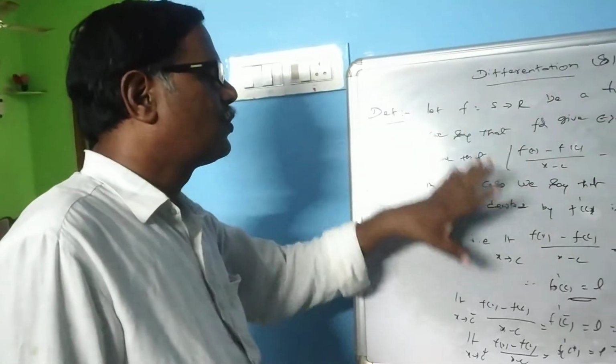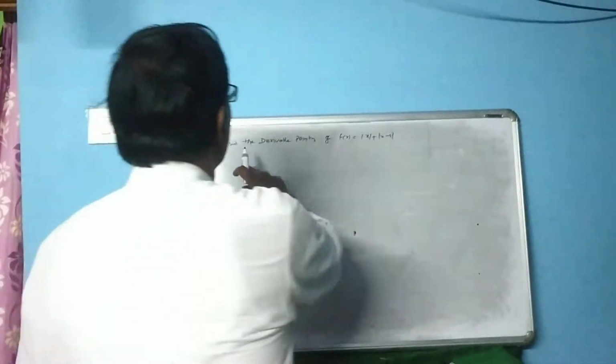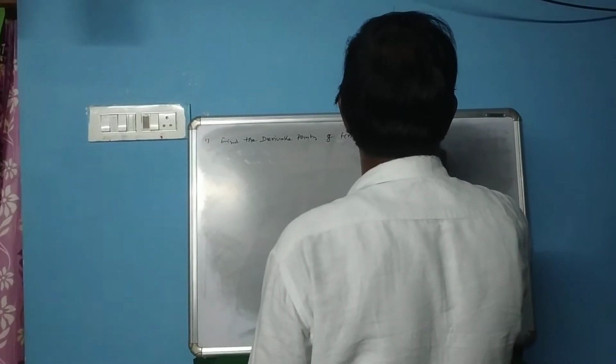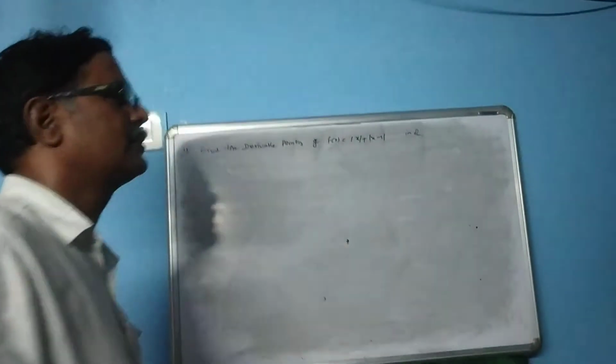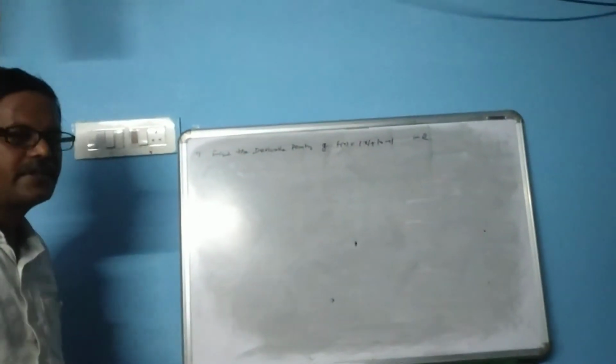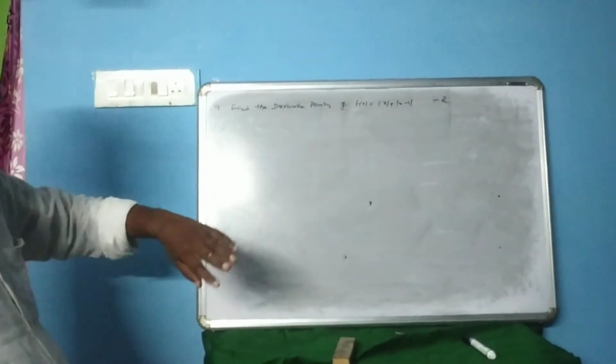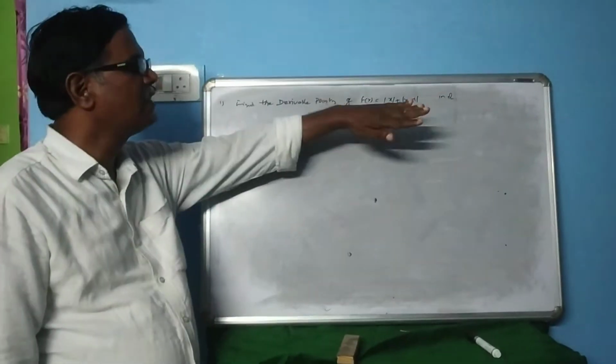So problems are asking about points where f of x is equal to mod of x plus mod of x minus 1 in R. This type of question is given. You see, friends, we have to calculate the derivable points of f of x. At which points f of x is derivable is being asked.